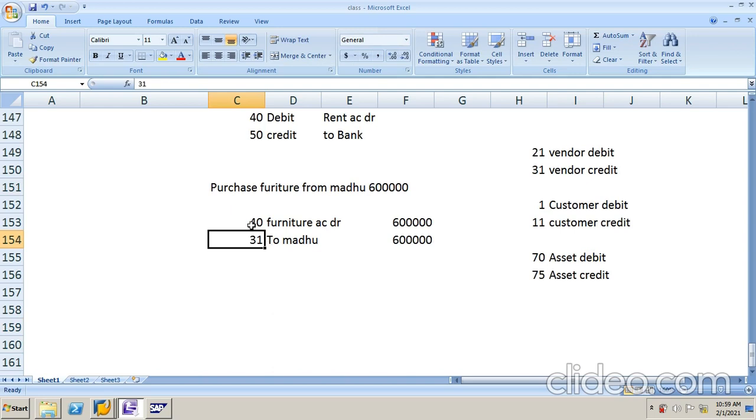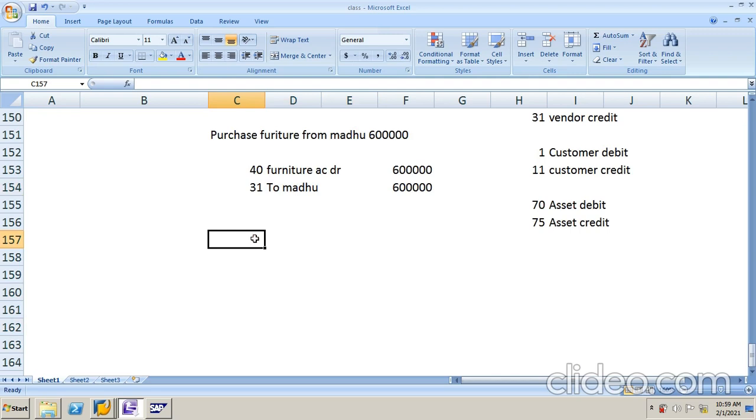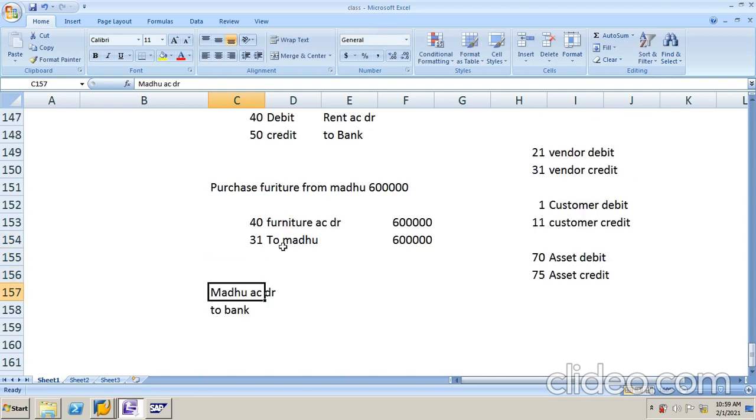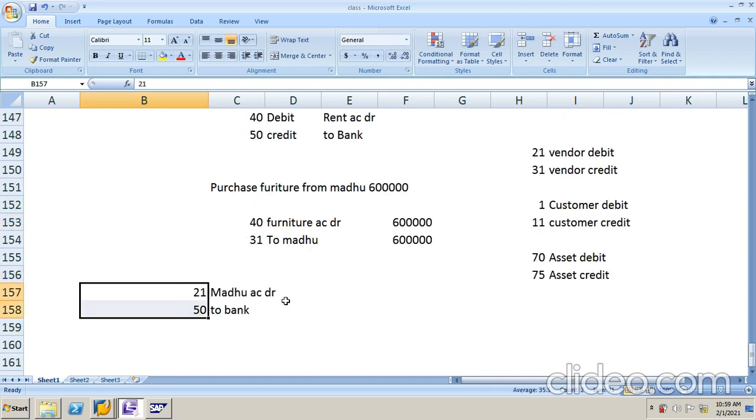So these are the posting keys. If you see 40 and 31, we can easily understand that 40 is the debit and 31 is the credit. One more thing: suppose we are paying now, Madhu account Dr to bank. We are paying 6 lakhs for the furniture. Now Madhu comes under debit, so vendor debit posting key is 21. And for the GL credit, 50. Like this we have to use posting keys.